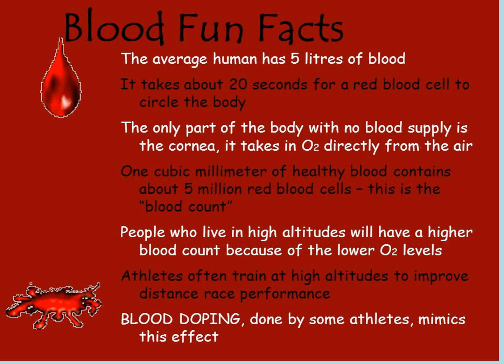It takes in oxygen directly from the air. 1 cubic millimetre of healthy blood contains about 5 million red blood cells. This is your blood count. People who live in high altitudes will have a higher blood count because they have lower oxygen levels at high altitude. Athletes will often train, therefore, at high altitudes to improve distance race performance. And blood doping is done by some athletes, and it mimics this effect of training at high altitude.